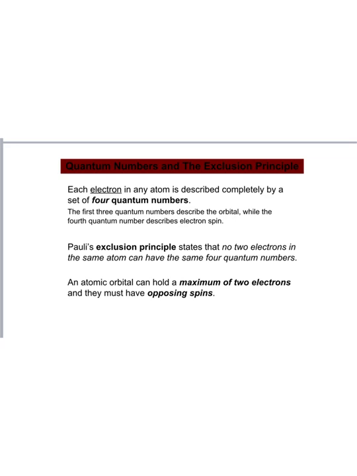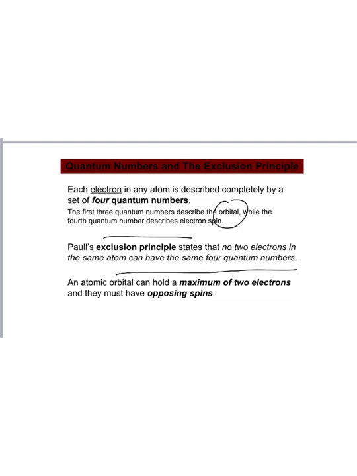So this is a summary. Each electron in an atom is described completely by a set of 4 quantum numbers. The first 3 quantum numbers describe the orbital. The 4th quantum number is the spin. That rule that I said, no 2 electrons can have the same 4 quantum numbers, that's called the Pauli exclusion principle. An atomic orbital can hold a maximum of 2 electrons, and they must have opposing spins.